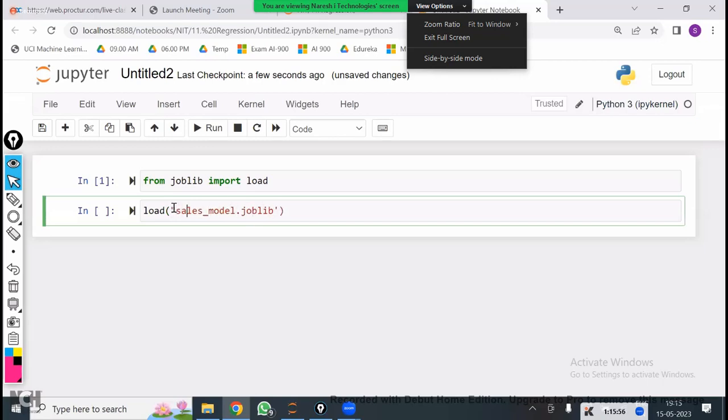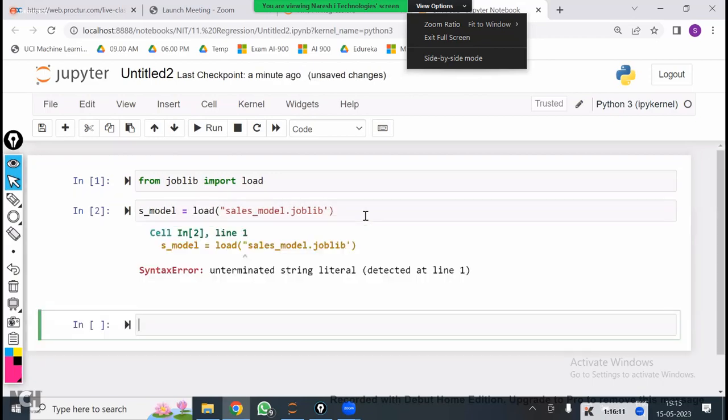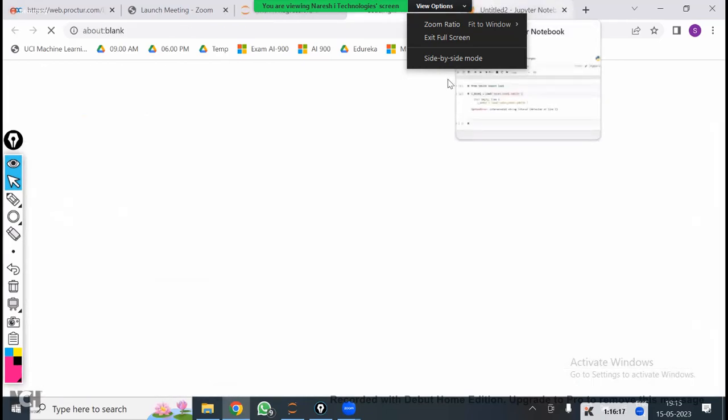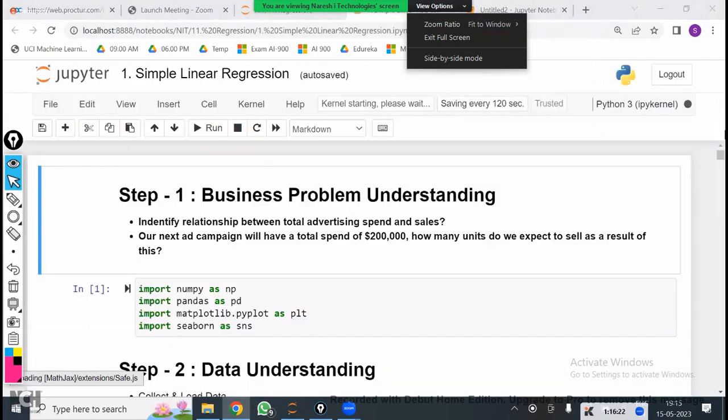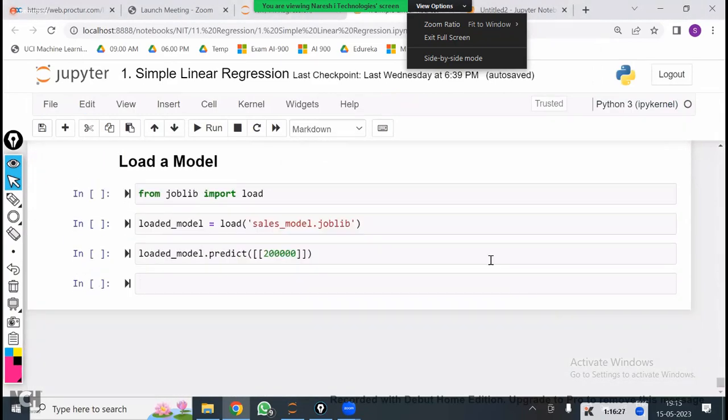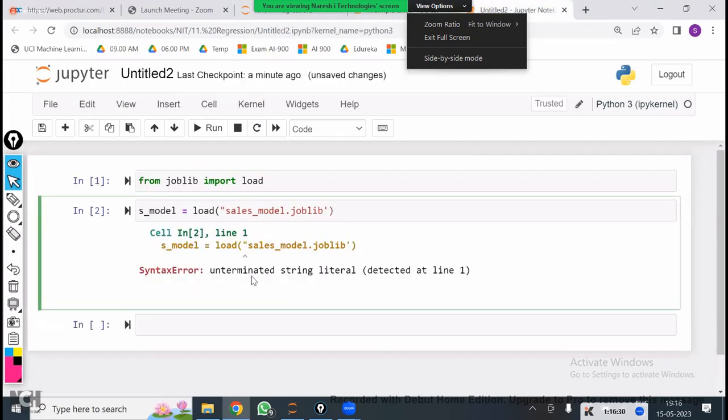And whatever I load, I'm going to save under some name, something called s_model, s_underscore_model, something you can save it as. Yes, pickling and unpickling are both the same. Similarly, either you can save as a pickle file or you can save as a joblib file.